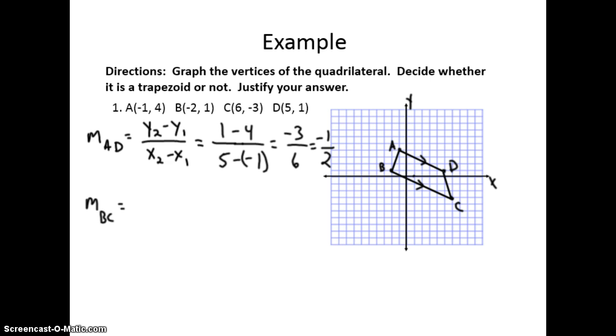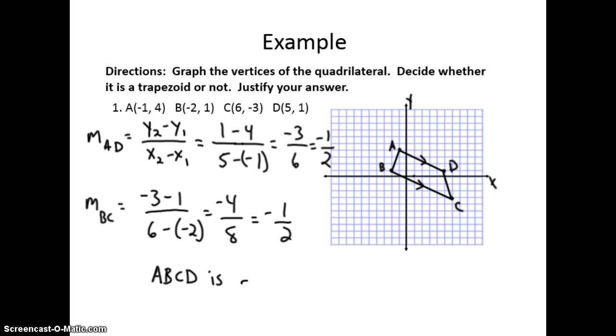So still do y2 minus y1. This time it's negative 3 minus 1 over 6 minus negative 2, which gives me negative 4 over 8, which is negative 1/2. And so I've proved that these two lines are parallel, and so I can say this is a trapezoid. So we can say ABCD is a trapezoid. And it doesn't matter what the other lines are like as long as you have one pair of parallel lines.